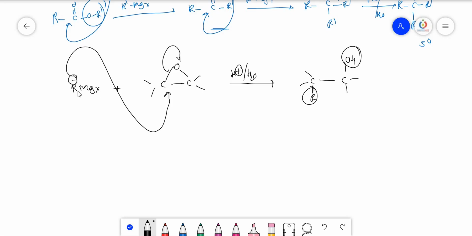So after opening of the epoxide, the Grignard reagent gives the alcohol, but the type of alcohol depends on the type of groups present in this particular position. If two carbons are present, it will become a tertiary alcohol. If hydrogen and carbon, it will become a secondary alcohol. If both are hydrogens, it will be a primary alcohol. It depends on the type of epoxide we select.